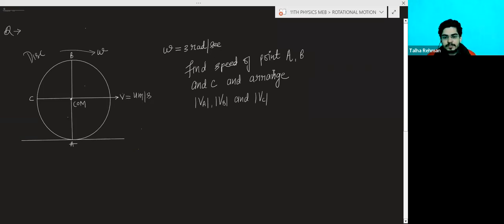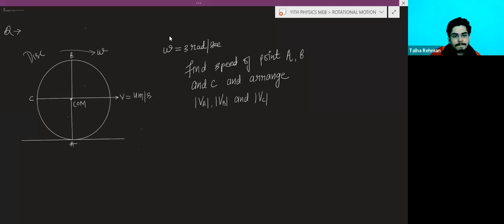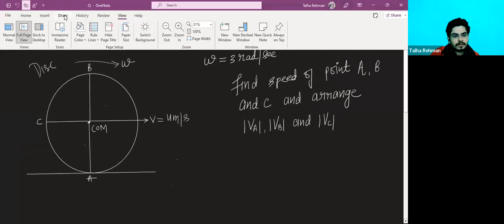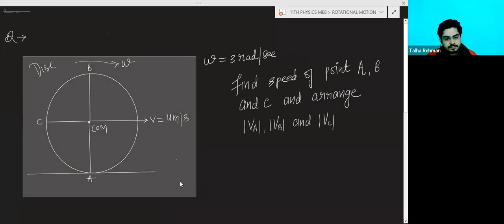Find the speed of point A, point B, and point C, and arrange them, either in increasing or decreasing order. We will arrange. Okay. So now one by one we will see what the velocity will be. So I am taking this disk.